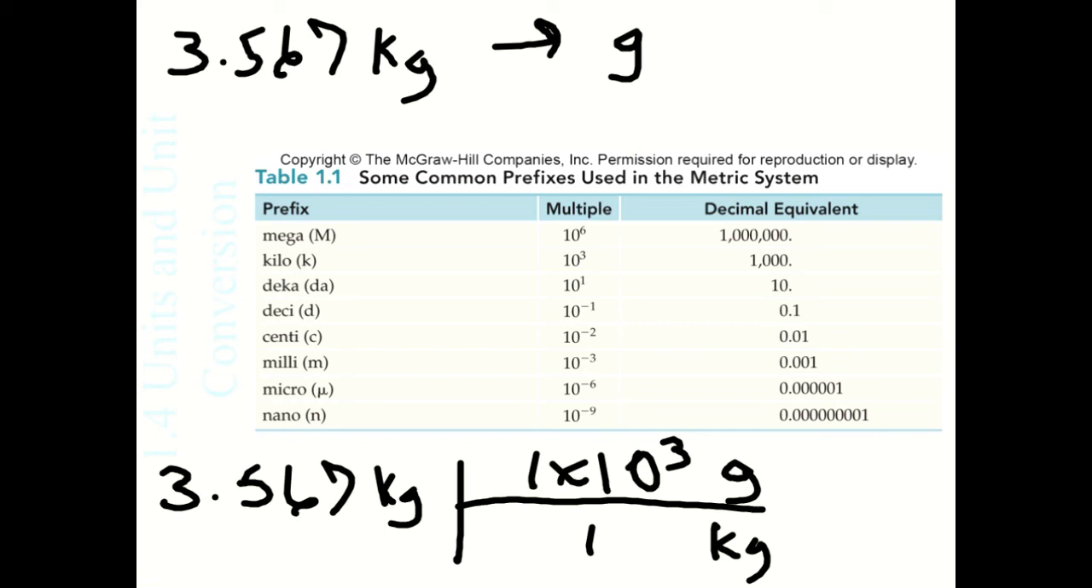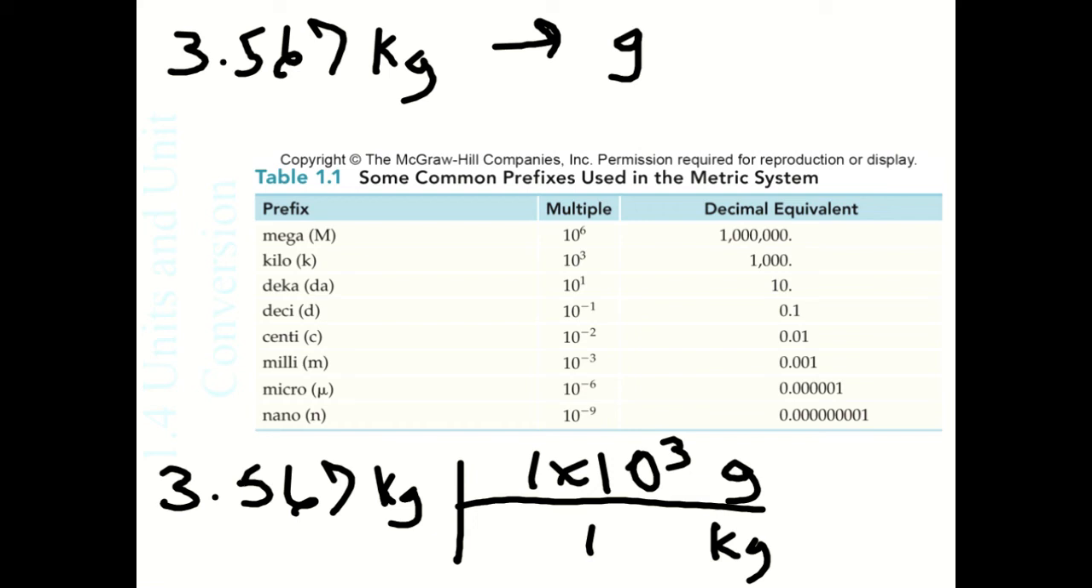You can put 1,000. I don't care. What I care about is that you get it to the right place. Yeah, you could put 1,000 right there. You get exactly the same number. 1 times 10 to the third is 1,000. So yeah, it would be exactly the same. But if you get something like a mega, you don't necessarily want to write the number million up there. So you might want to put 10 to the 6th instead.